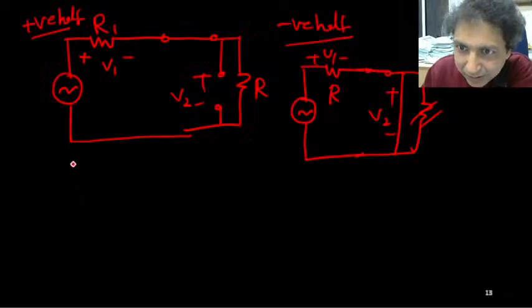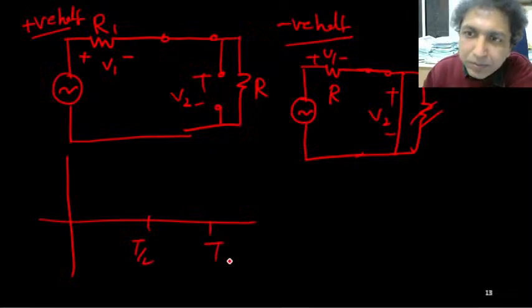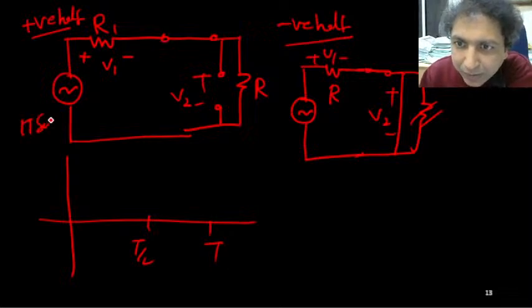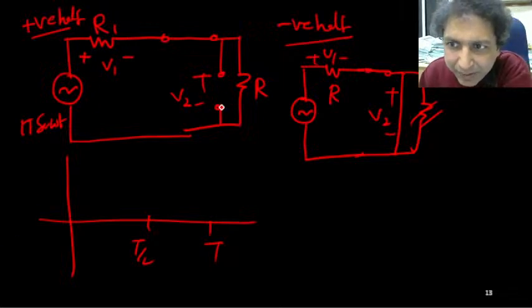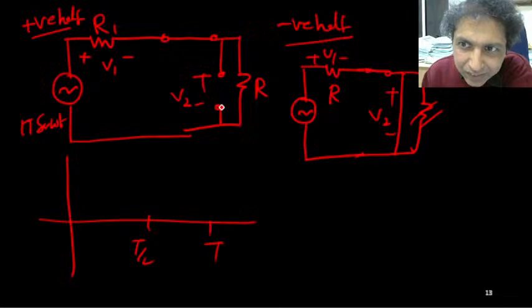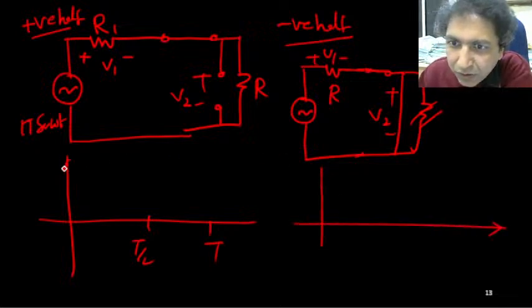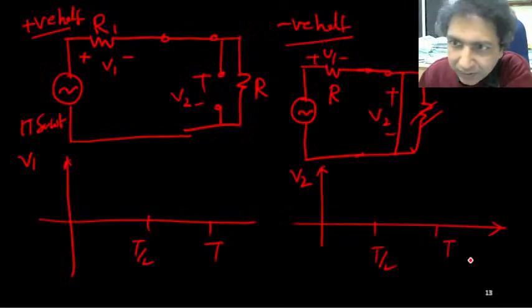So remember, this is the input voltage. So first half and second half, this is your T by 2 and this is your T. So what is the potential V1 and V2? Remember, this is your pi sine omega t. Those resistances are the same, so the voltage is equally divided. So in the first half, both will have it, so I am drawing two separately. This is for V1 and this is for V2, up to T by 2, and this is a capital T.